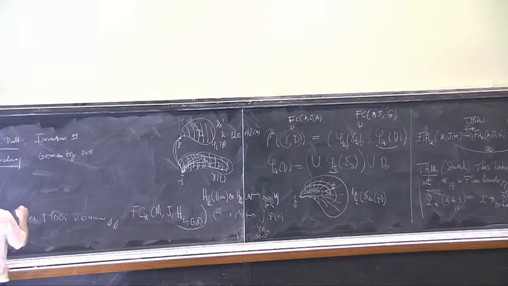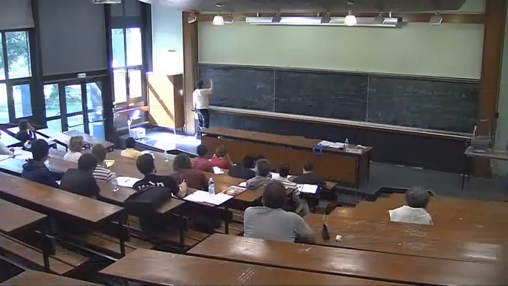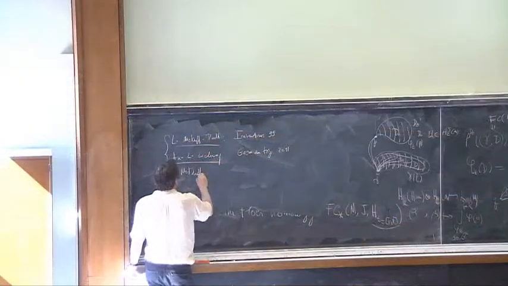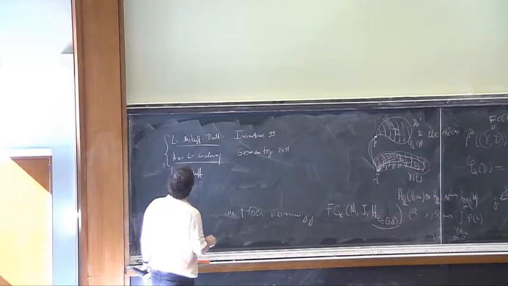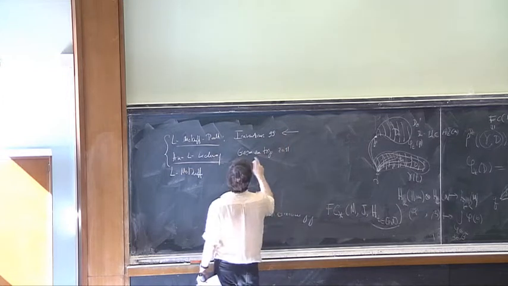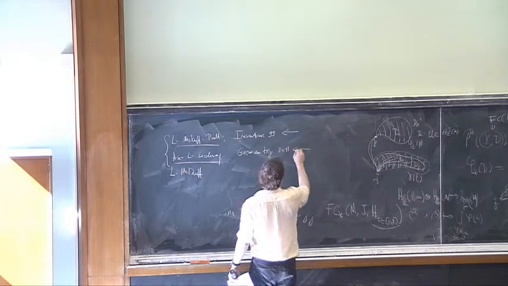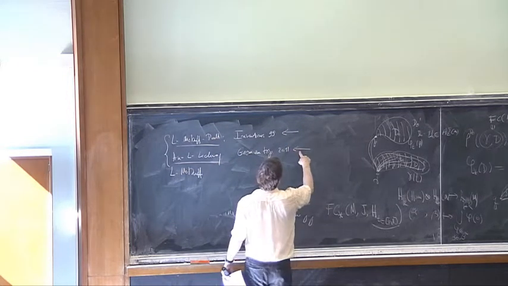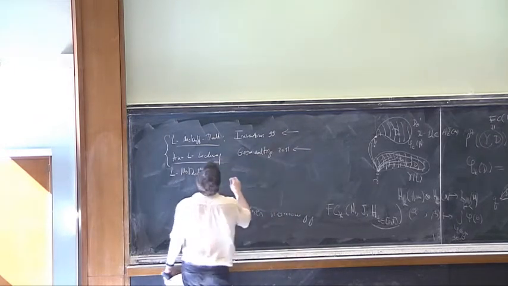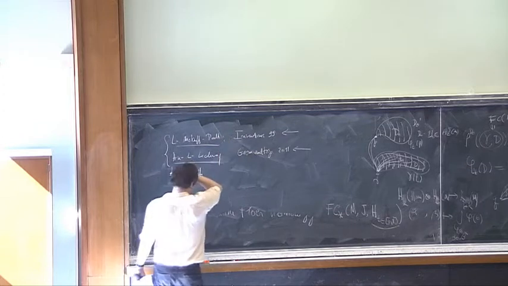And then there are other papers, but they are more difficult to read. This first one is very short. And this one in Geometry and Topology is a bit longer, maybe 40 pages, I don't know. But I guess you can perfectly read this one.